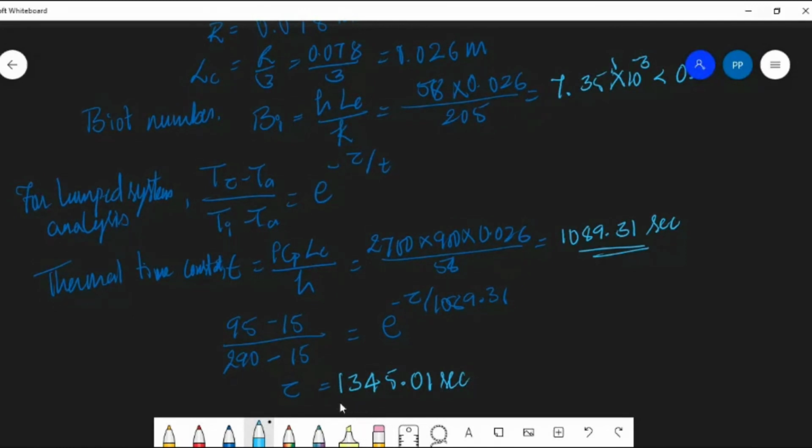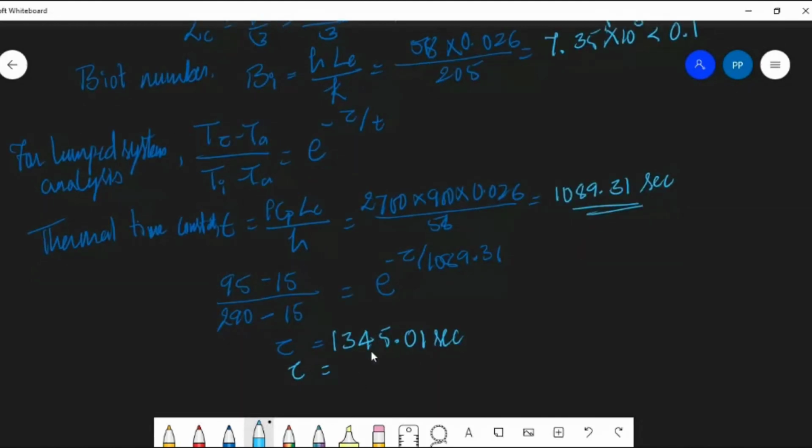Can we convert this into minutes? Divide this by 60. That is 22.41 minutes. If the time value is very large in seconds, then convert it into minutes or hours. Okay, this is the time required to reach 95 degrees Celsius.